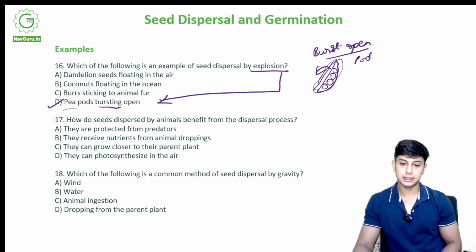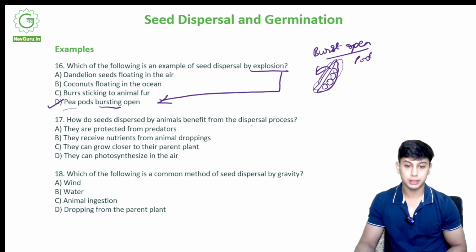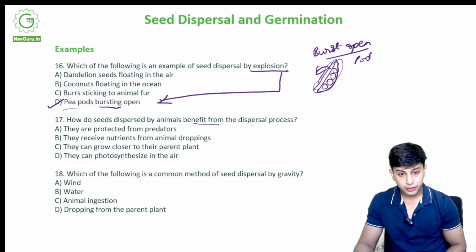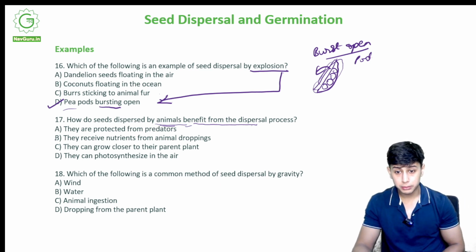How do seeds dispersed by animals benefit from the dispersal process? They are protected from the predators. They receive nutrients from the animal droppings. They can grow closer to their parent plant, or they can photosynthesize in air. So, what is the benefit from the dispersal process? Seeds dispersed by animals benefit from this. So, the correct option is option B. They receive nutrients from animal droppings.